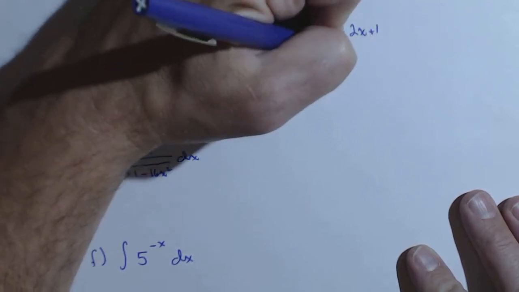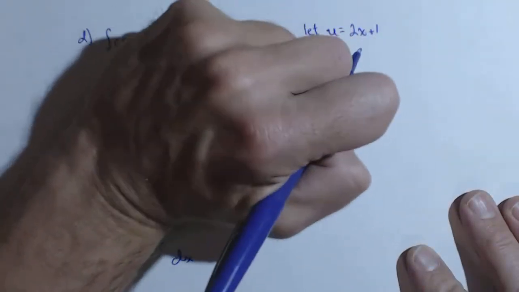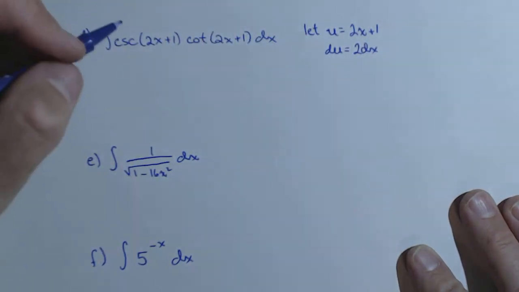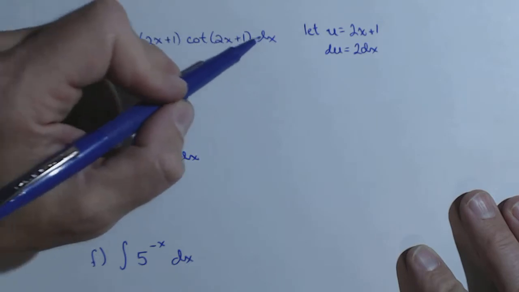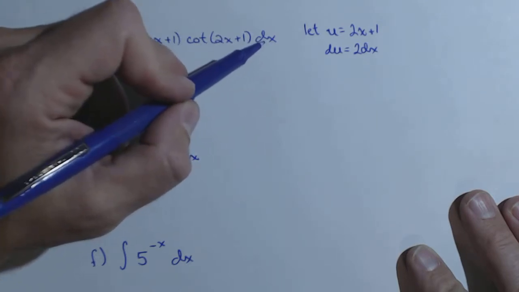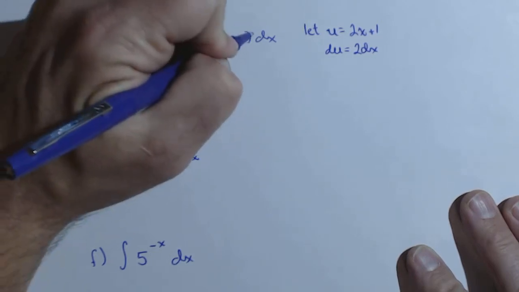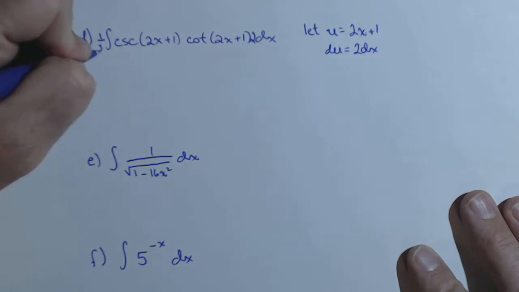And remember, once you've chosen your u, du automatically follows. It's just the derivative of this, which is 2 dx. Now, as I go to make my substitutions, this will be u, this will be u, and I'm going to substitute out the dx, but it needs to be 2 dx. So what I'm going to do is put a 2 in there, but I changed what I have, so to balance that out, I put a 1/2 out front.